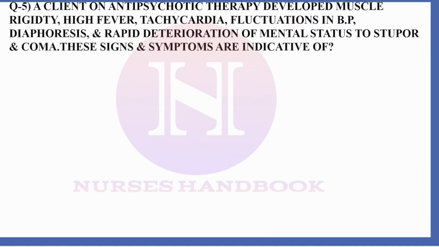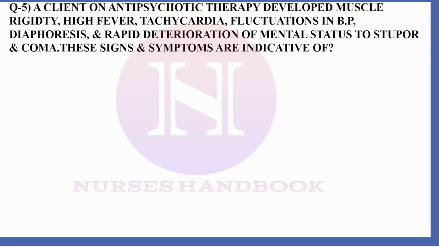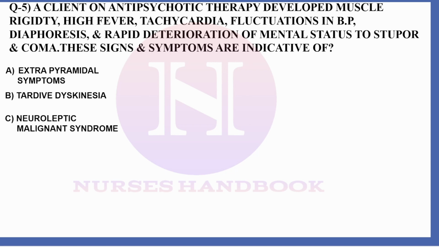Question number 5. A client on antipsychotic therapy developed muscle rigidity, high fever, tachycardia, fluctuations in BP, diaphoresis, and rapid deterioration of mental status to stupor and coma. These signs and symptoms are indicative of option A, extrapyramidal symptoms, option B, tardive dyskinesia, option C, neuroleptic malignant syndrome, and option D, oculogyric crisis. And the correct answer is option C, neuroleptic malignant syndrome.